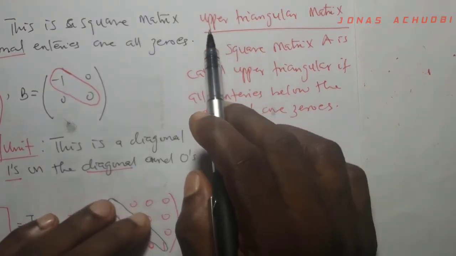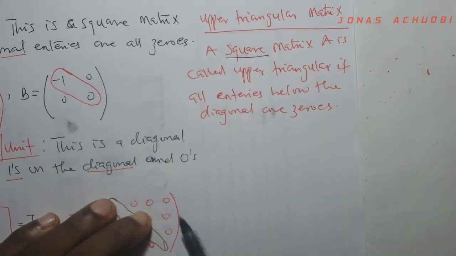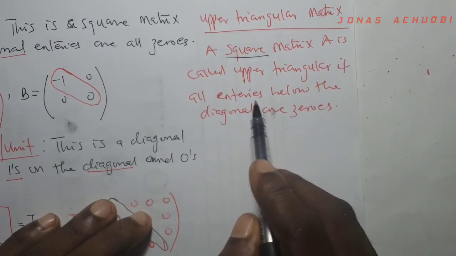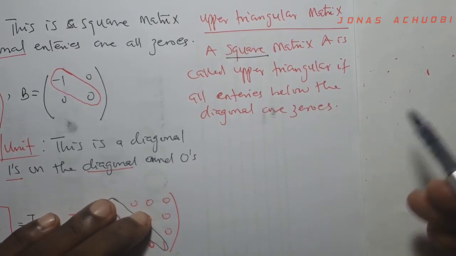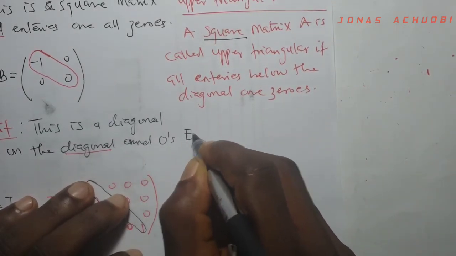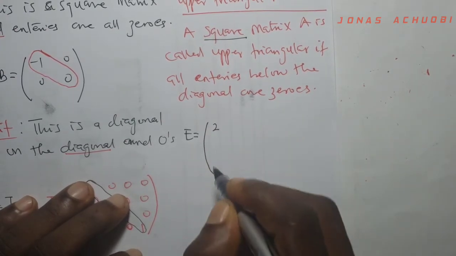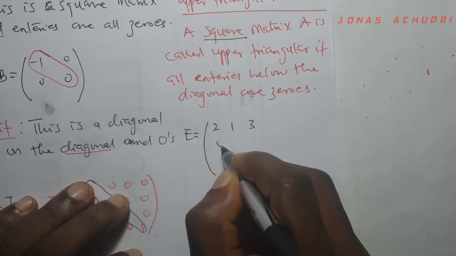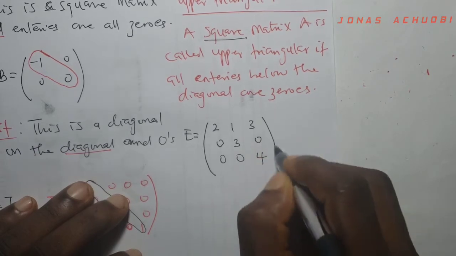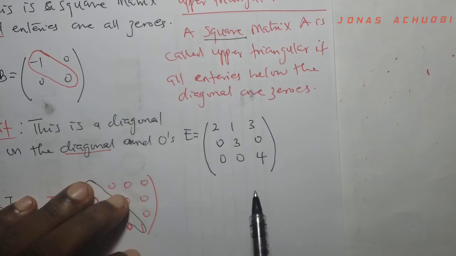The next, upper triangular matrix. A square matrix A, so it must be a square matrix first. A is called upper triangular if all entries below the diagonal are zeros. So let us see how it looks like. We have a matrix, say matrix E, a square matrix of order 3 with the entries 2, 1, 3, 0, 3, 6, 0, 0, 4. Now the claim is that this matrix E is an upper triangular matrix.